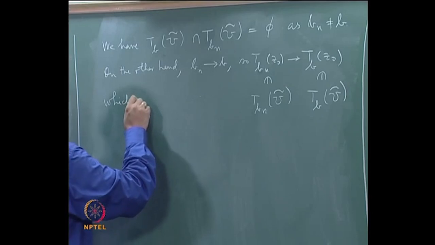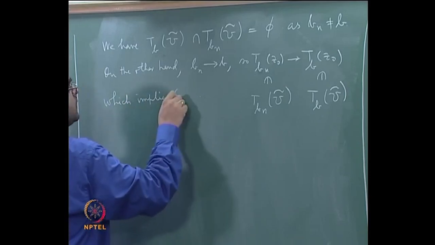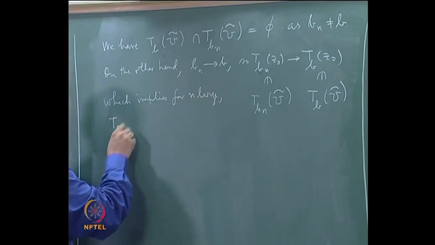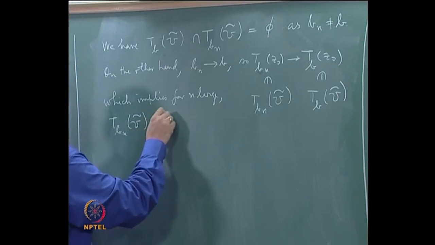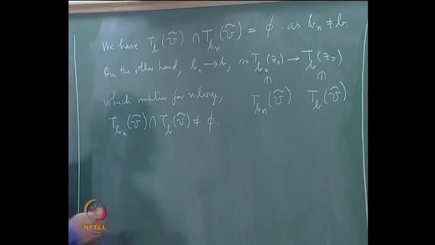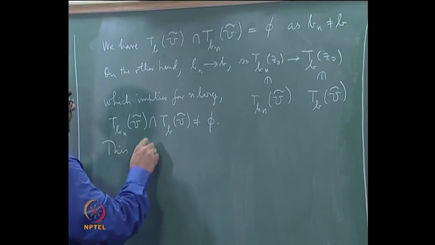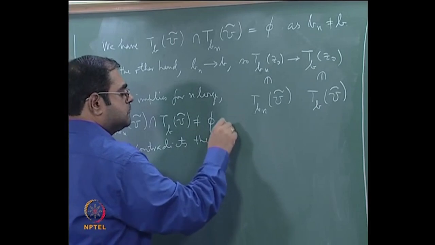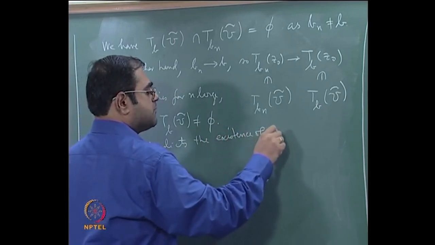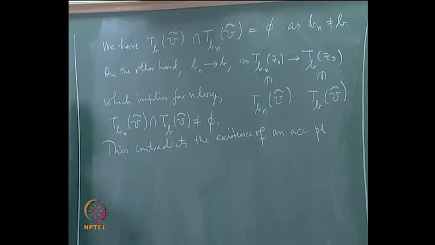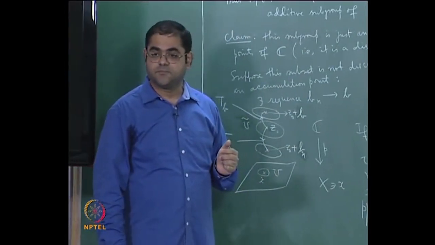Which implies for n large, translation by b_n of U tilde and translation by b of U tilde has to be non-empty. So this is a contradiction. This contradiction denies the existence of an accumulation point. So the claim is proved.